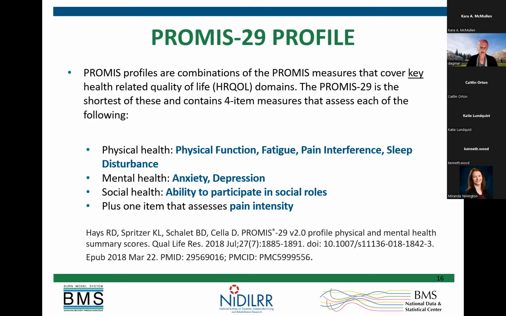The PROMIS 29 is the shortest of the published profiles and includes 4 items for each health domain measured. 4 items is a very short form. So if you are looking to evaluate change in a score, let's say in a clinical trial, I would recommend that you use the longer forms, the 6 or 8 or even 12 item short forms, to make sure that you find smaller effect sizes.